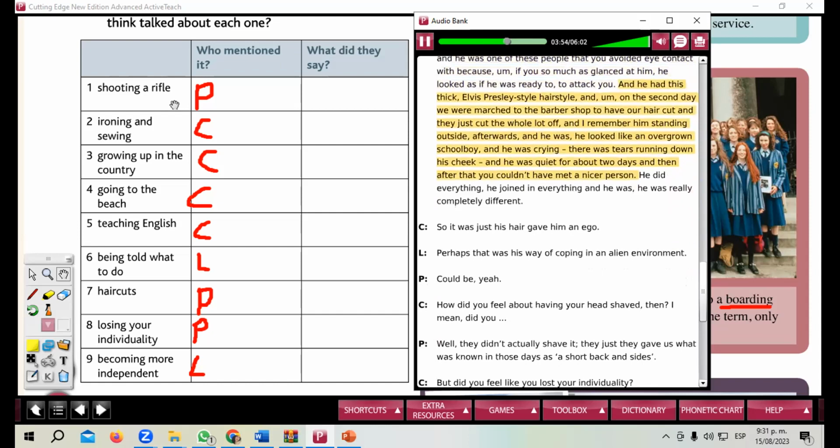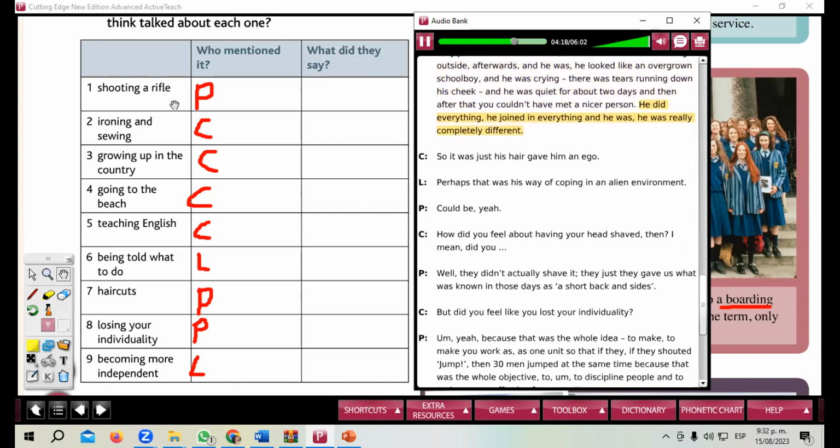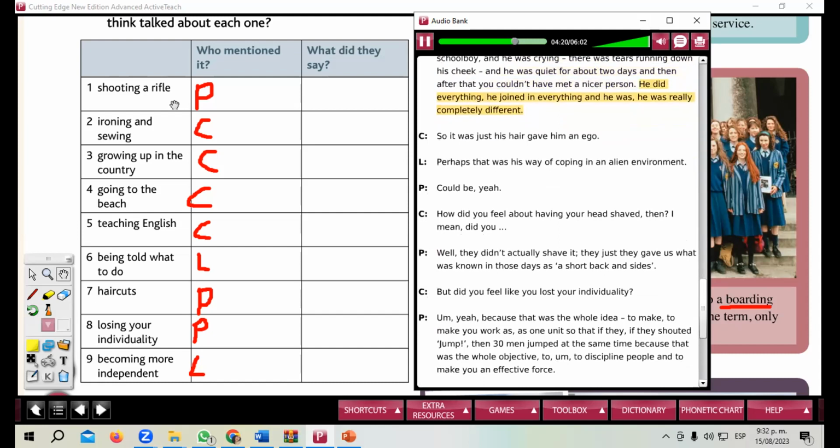And on the second day, we were marched to the barber shop to have a haircut, and they just cut the whole lot off. And I remember him standing outside afterwards, and he looked like an overgrown schoolboy, and he was crying. Tears were running down his cheek, and he was quiet for about 2 days, and then after that you couldn't have met a nicer person. He did everything, he joined in everything, and he was really completely different.